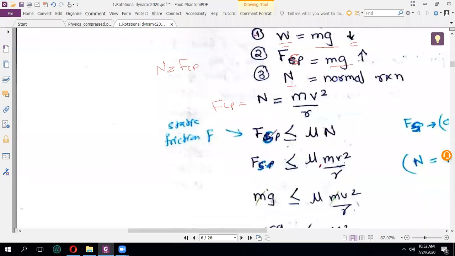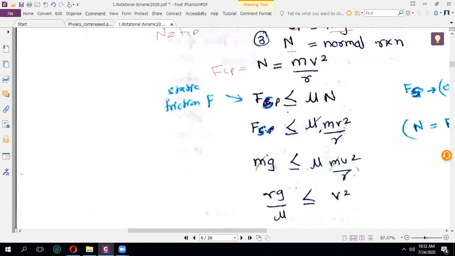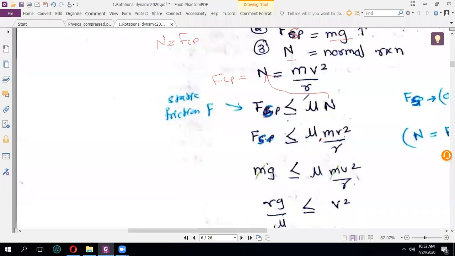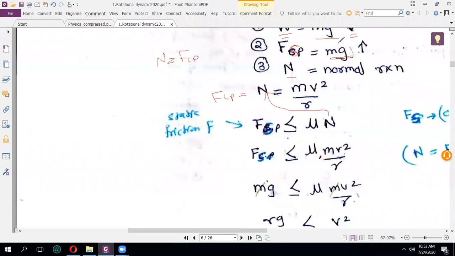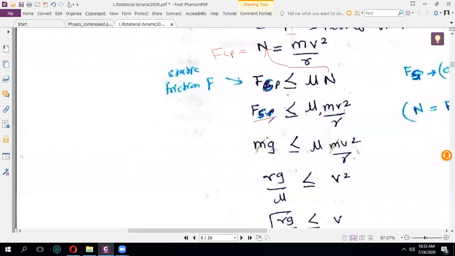So we know that static friction force is less than or equal to mu into N. This is the formula of static friction force. Now here your mu is as it is. We know the formula of N. What is the formula of N? mv square upon r. We are taking mv square upon r. Second, we know the formula of static friction. What is the formula of static friction? mg. So replace this Fs by mg.